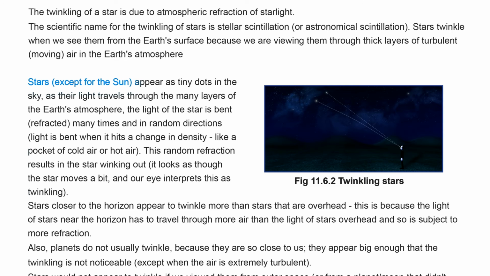Stars, except for the sun, appear as tiny dots in the sky. As their light travels through the many layers of the Earth's atmosphere, the light of the star is bent, refracted, many times and in random directions. Light is bent when it hits a change in density, like a pocket of cold air or hot air. This random refraction results in the star winking out. It looks as though the star moves a bit, and our eye interprets this as twinkling.